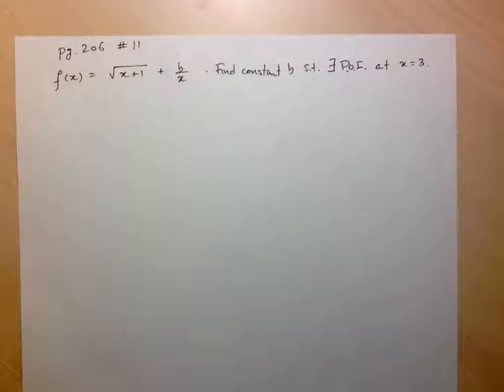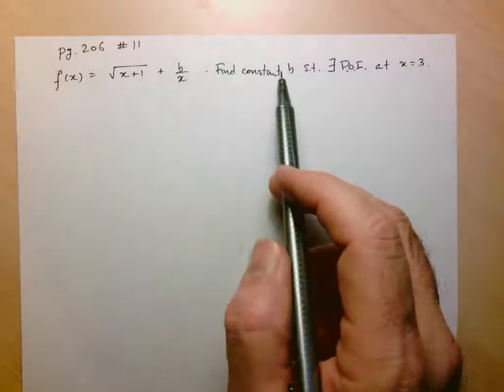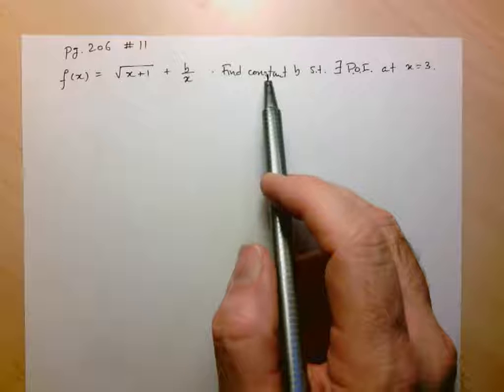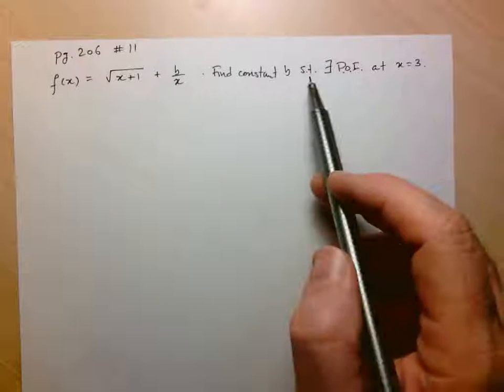Hi folks, we're going to take a look at number 11 from page 206. So they give us this function here and they're asking us to find this constant b. They tell us that b is just a constant. And just to explain exactly what this means, it's just shorthand.